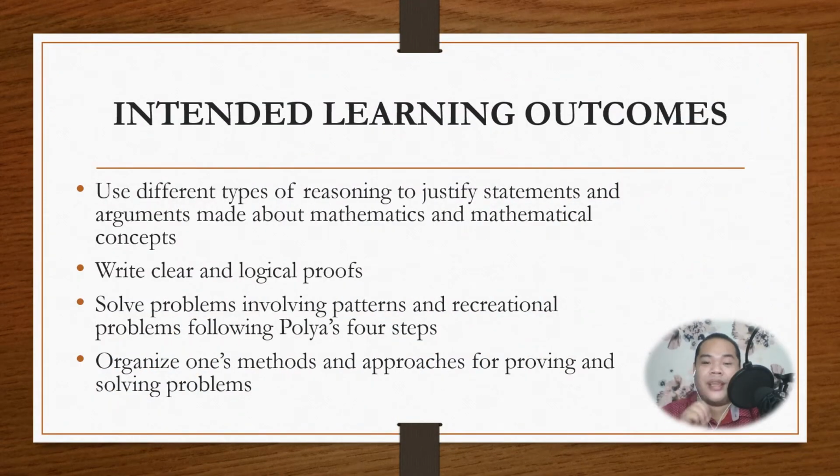There are four intended learning outcomes for this topic. The first learning outcome is to use different types of reasoning to justify statements and arguments made about mathematics and mathematical concepts. The second is to write clear and logical proofs. The third is to solve problems involving pattern and recreational problems following Polya's four steps. And the last one is to organize one's methods and approaches for proving and solving problems.